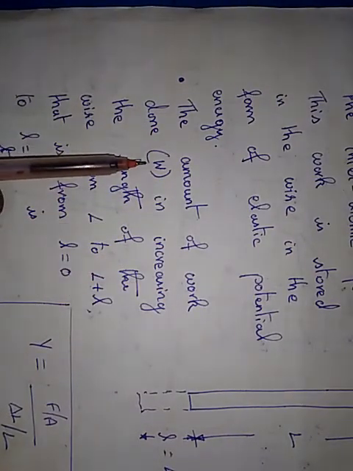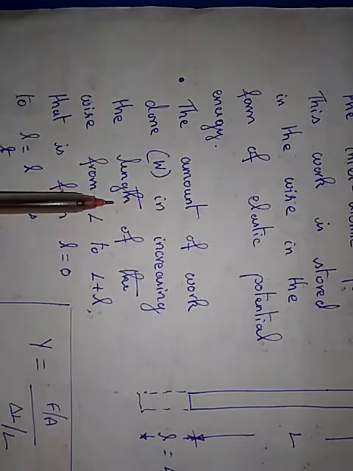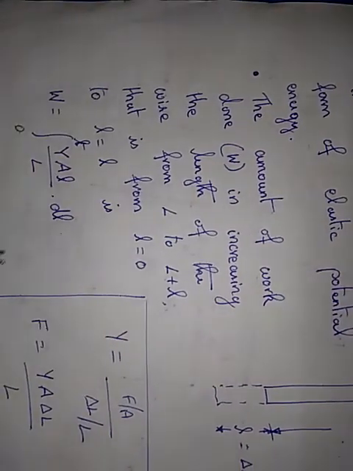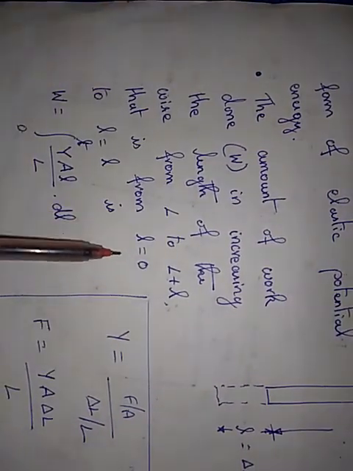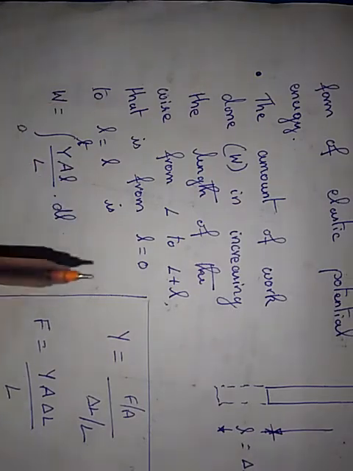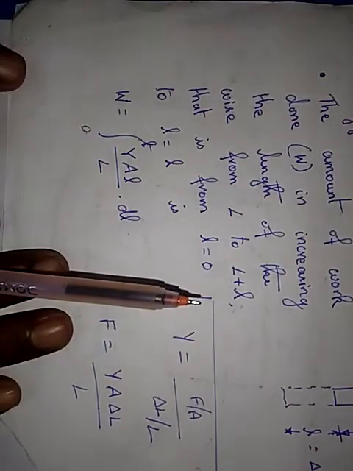The amount of work done W in increasing the length of the wire from L to L plus l, that is from l equal to 0 to l equal to L, is, so we all know that work done is equal to force into displacement.